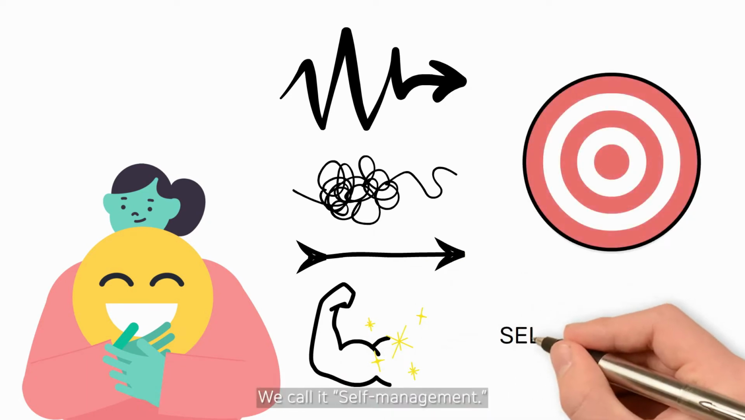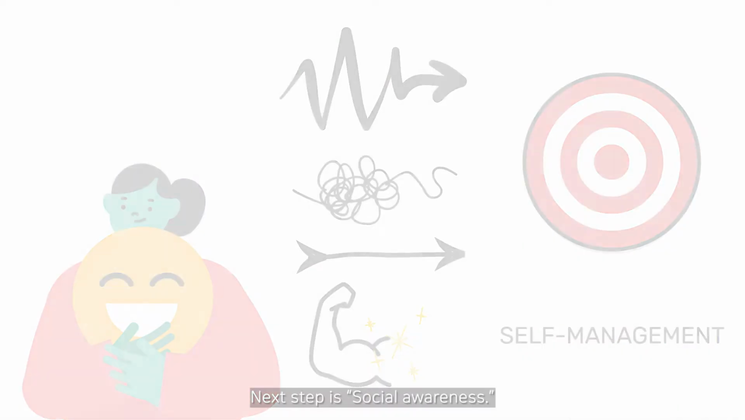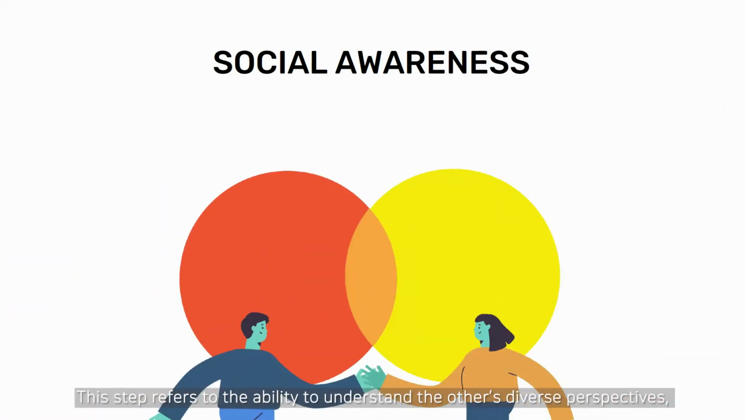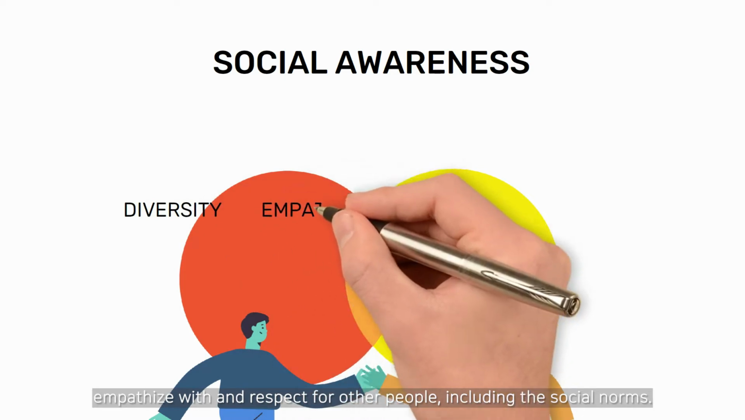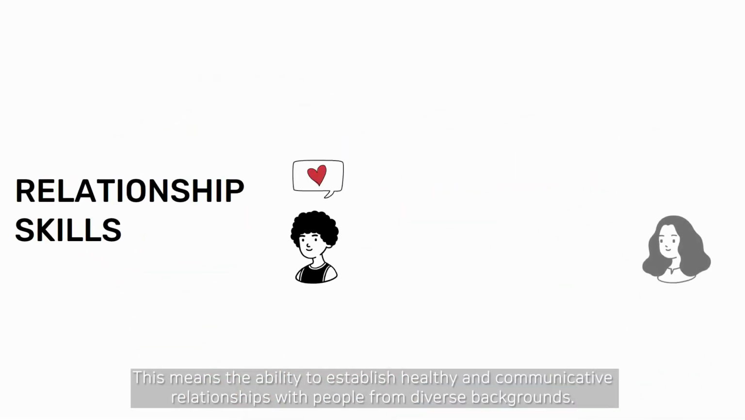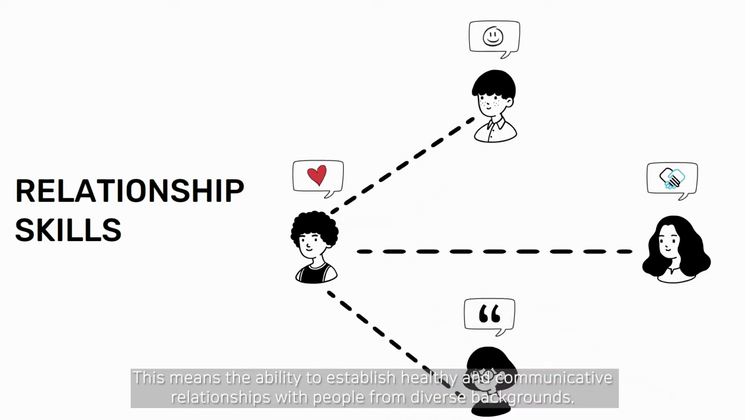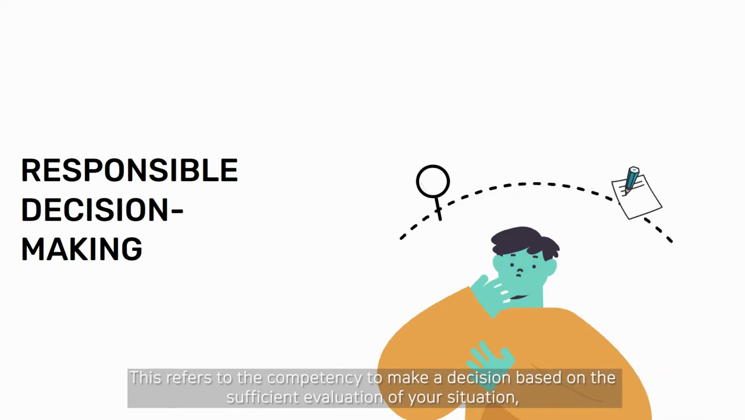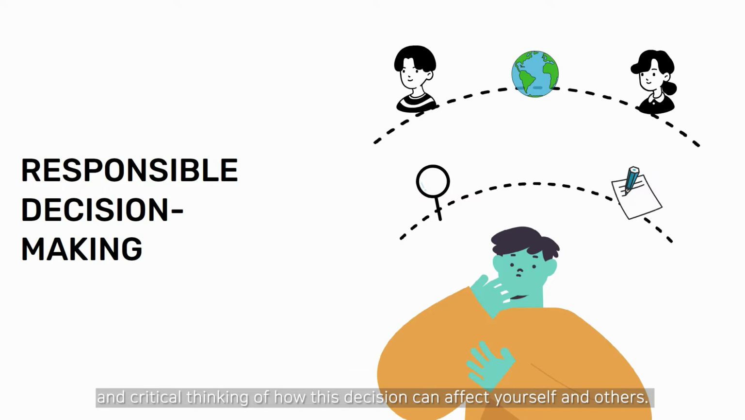We call it self-management. Next step is social awareness. This step refers to the ability to understand the other's diverse perspectives, empathize with and respect for other people, including the social norms. Next, we move on to the relationship skills. This means the ability to establish healthy and communicative relationships with people from diverse backgrounds. The final step of SEL is responsible decision-making. This refers to the competency to make a decision based on the sufficient evaluation of your situation and critical thinking of how this decision can affect yourself and others.